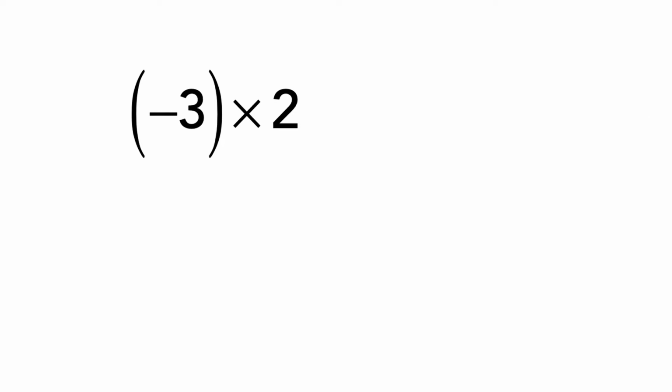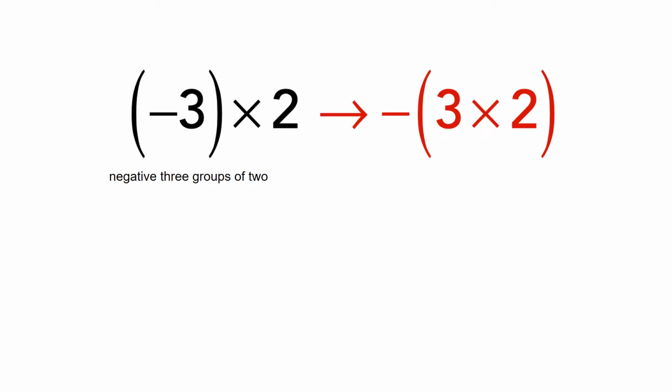But what about negative 3 groups of 2? How would we illustrate that and show that using these manipulatives, using these counters? Well, we can't really show negative 3 groups of any quantity, so we have to change that. There has to be a way to show it. We have to change it, and this is how we would change it. We would do the negative of 3 groups of 2.